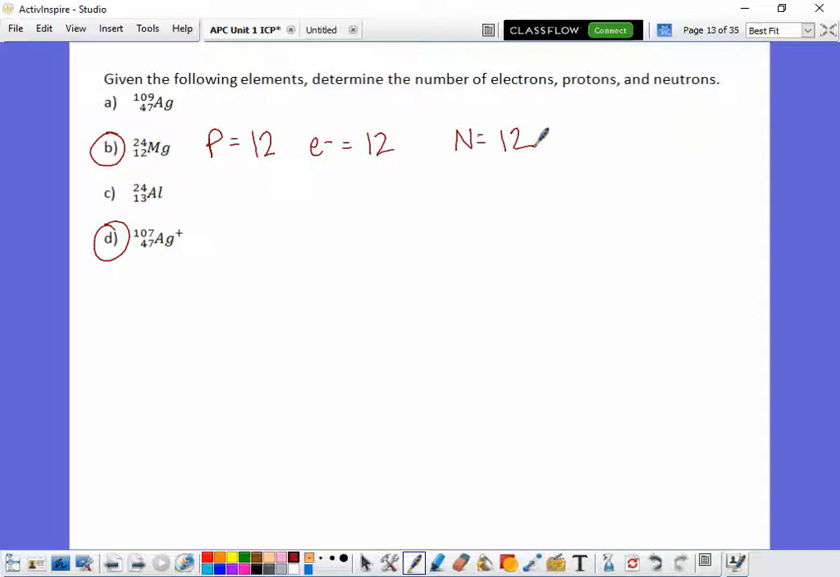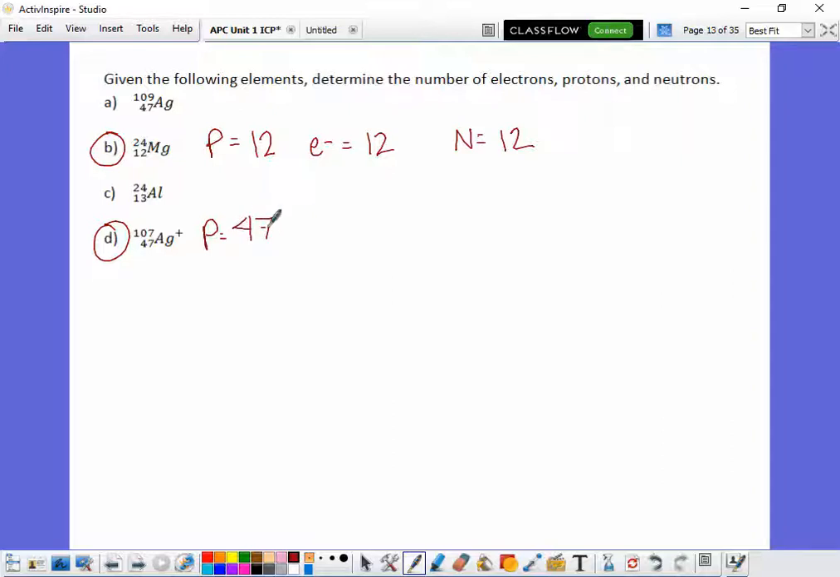Let's look at D. What's weird about D? It has a charge. So what number is that going to affect? The electrons. Good. How many protons? Actually, what element is this? Silver.